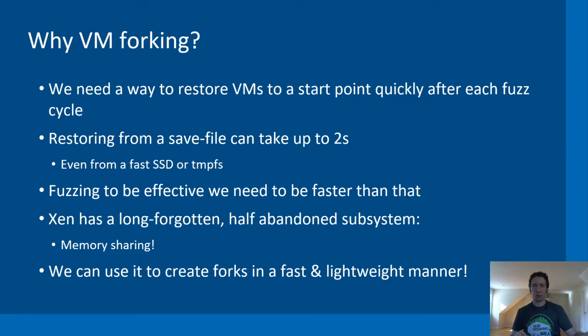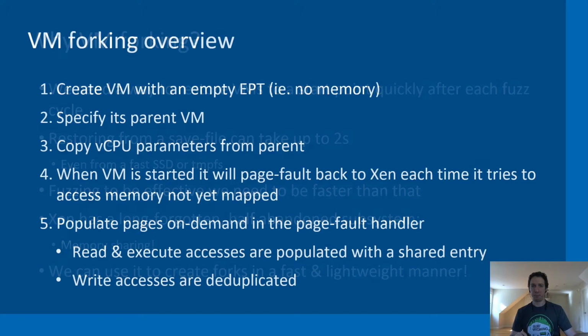And furthermore, Xen already had a subsystem that allowed us to not start from scratch when implementing VM forking. And this is the memory sharing subsystem, where VMs can actually share the underlying memory with each other and only have to allocate memory when the memory footprint diverges. So we can use this to create forks in a fast and lightweight manner.